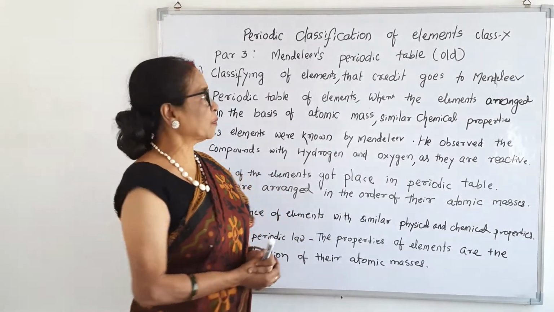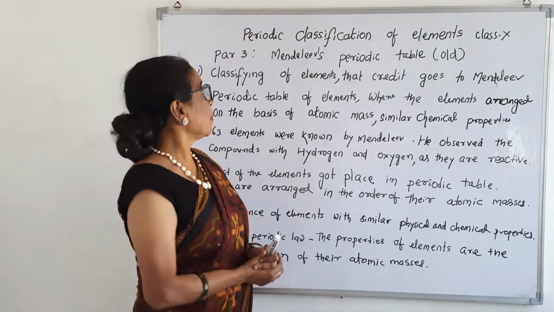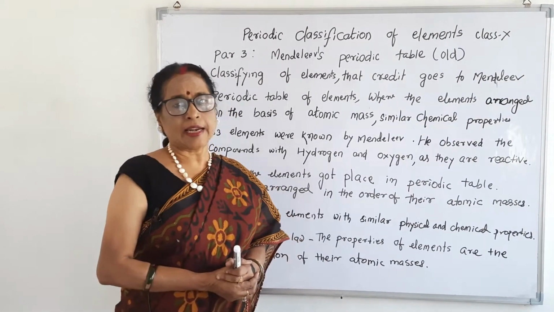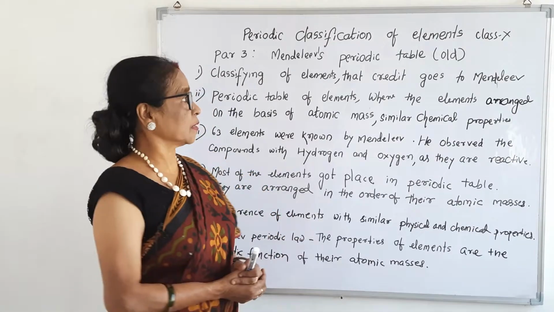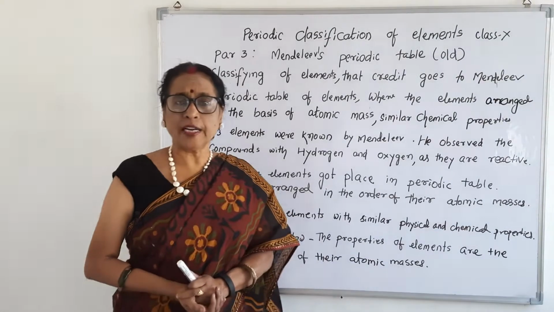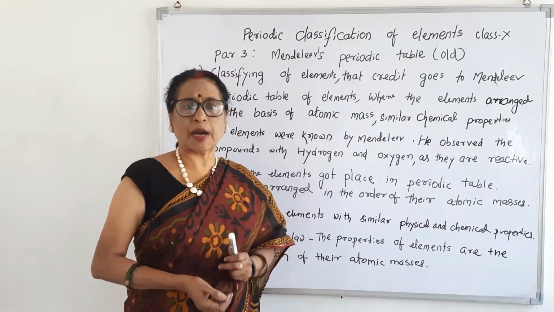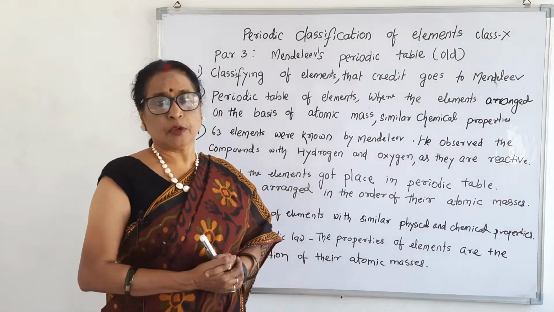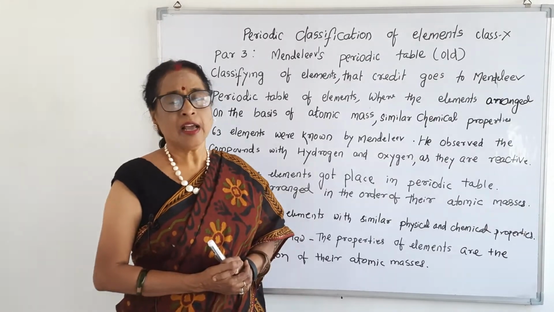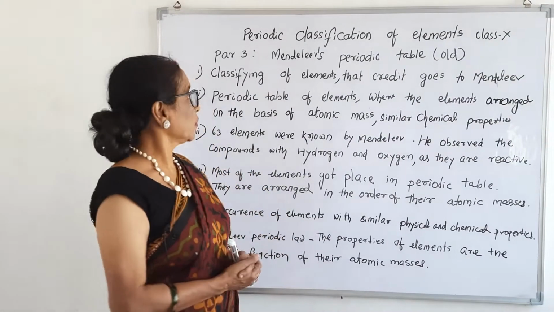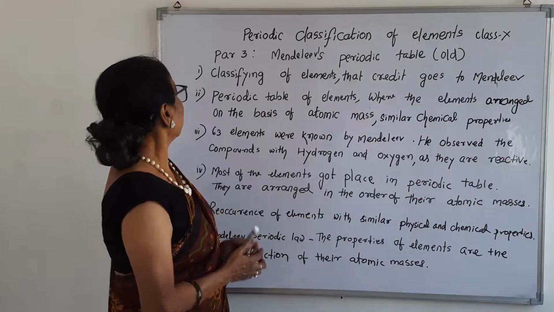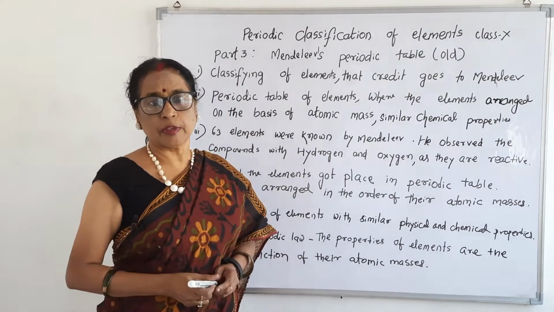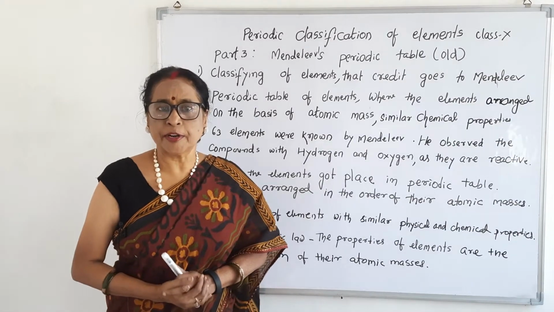Now I am going to explain the chapter Periodic Classification of Elements, that is for class 10 and according to CBSE syllabus. Here I have already explained part 1 and part 2, where I explained Dobereiner's triads and Newlands' octaves. Now in part 3 we will see Mendeleev's periodic table. What is Mendeleev's periodic table?